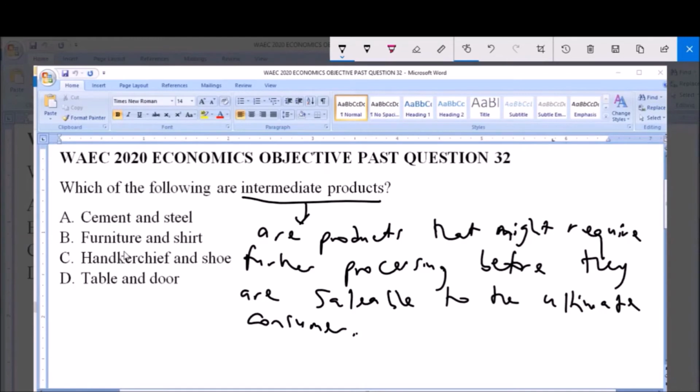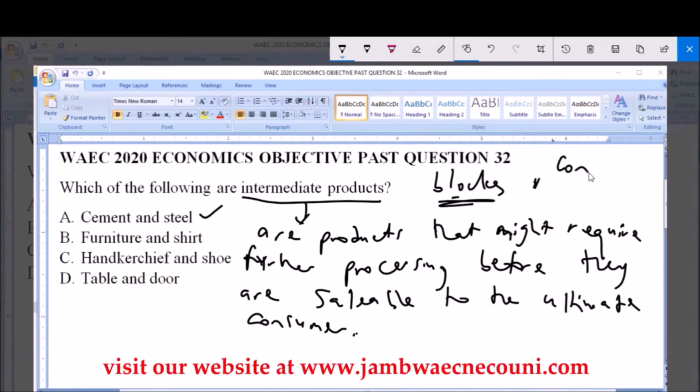So let's look at each of the options and see which one falls under this description. Now, cement and steel can actually be classified as intermediate products because they might require further processing before they are eventually sold to the ultimate consumer. Now, cement, not every consumer requires cement the way it is, so it might actually have to be processed into, let's say, blocks, or for even higher purposes might be used in the construction of houses before those houses are sold or rented out to consumers.